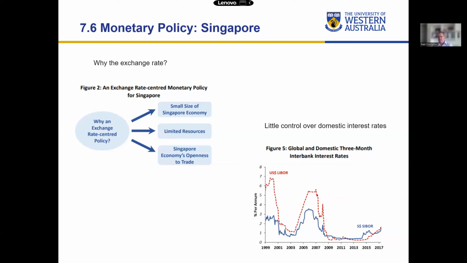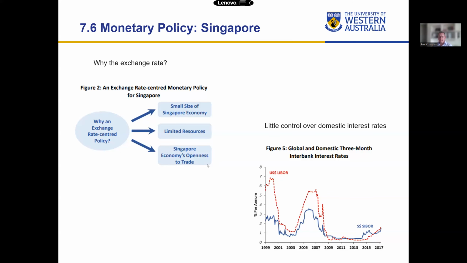And so because they're a small country, small economy, they have to take the world price of wheat as given, unlikely to get discounts. The price of rice as given, the price of other fruit and vegetables as given. So that's why they have an exchange rate centered monetary policy for those reasons.